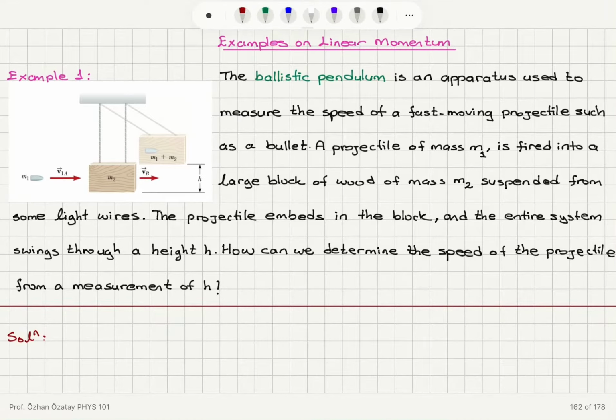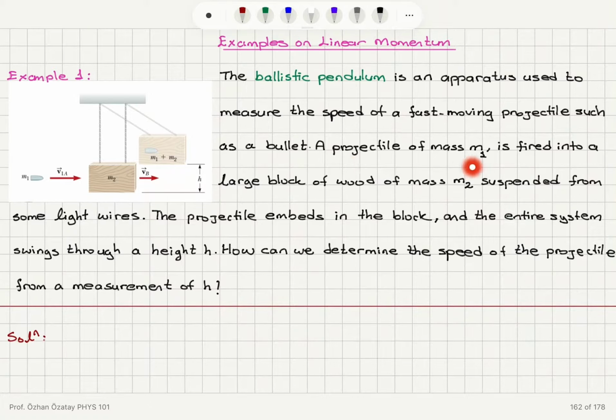Now we will solve some examples on linear momentum. So the first example is about the ballistic pendulum. It's an apparatus used to measure the speed of a fast-moving projectile, such as a bullet. So here is a bullet. It has an initial speed v1a, you can see here.